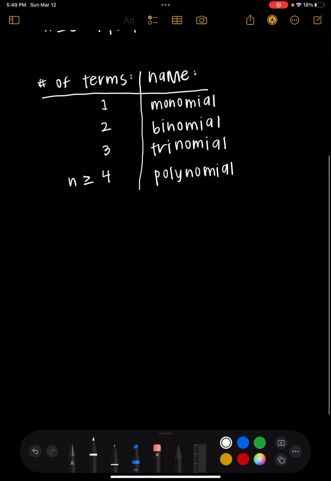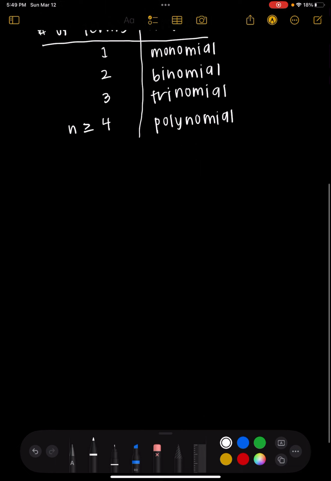Now we're going to talk about number of terms. If we have only one term, then it's considered a monomial. If we have 2 terms, then it's considered a binomial. If it's 3 terms, it's a trinomial. And if it's 4 or more terms, it doesn't matter how many terms it is, it's just a polynomial. So I could have 4 terms, it's considered a polynomial. I could have 1,000 terms, and it's considered a polynomial. Okay, so now let's start going through the examples.